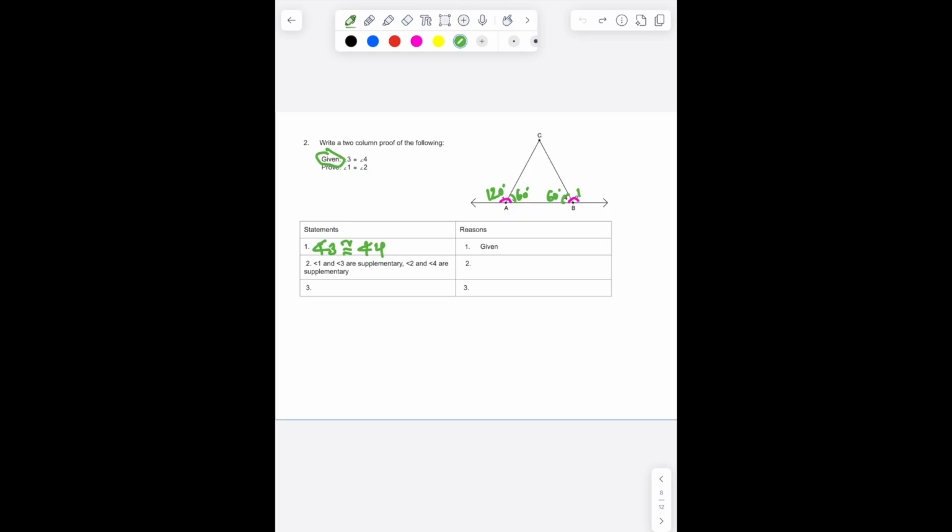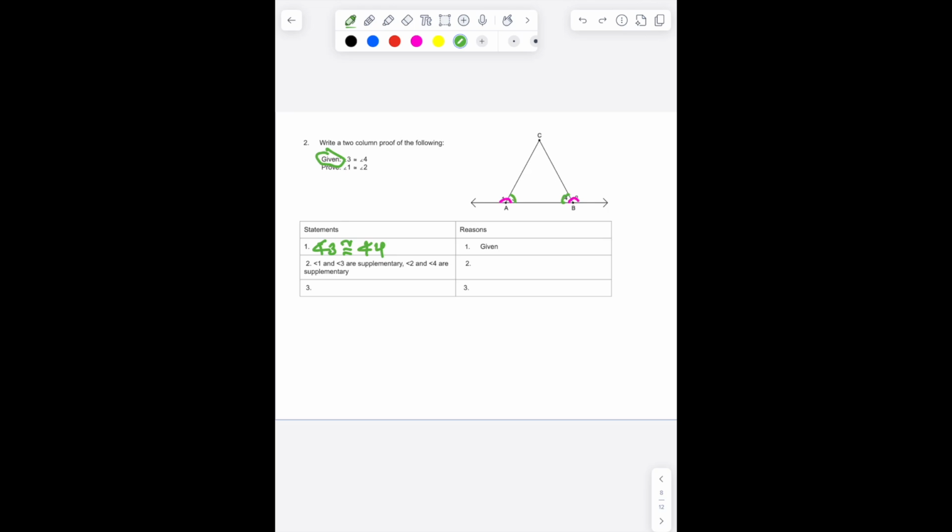So we have a better way that we can state that in the proof more generally, because we don't actually know what the measurement of angle 3 and angle 4 is, but we know that since they have the same measure, angle 1 and angle 2 have to have the same measure as each other. So let's fill in the proof over here, and we can put that into words.